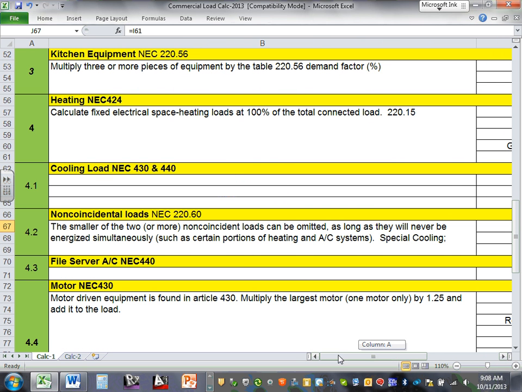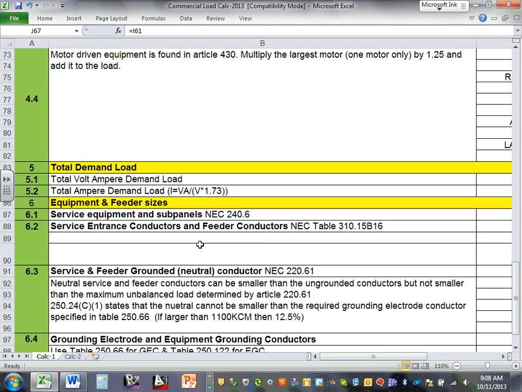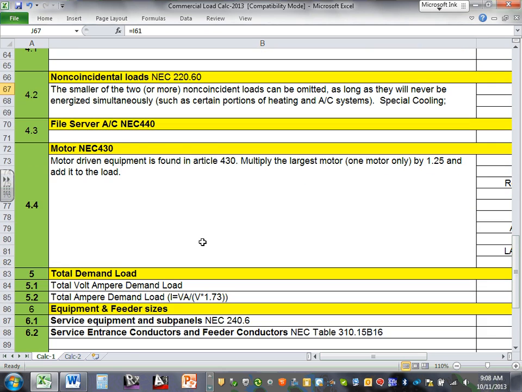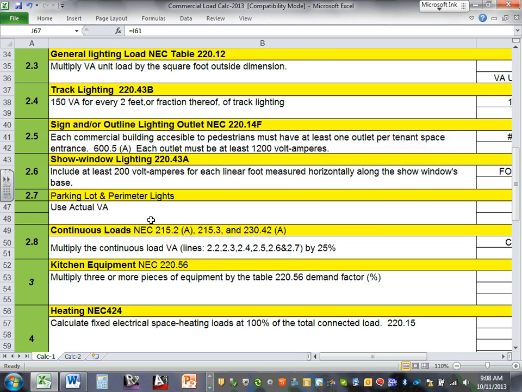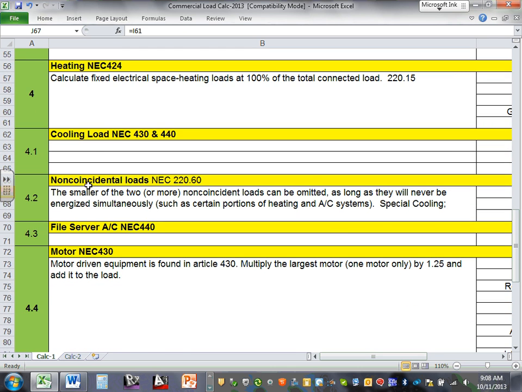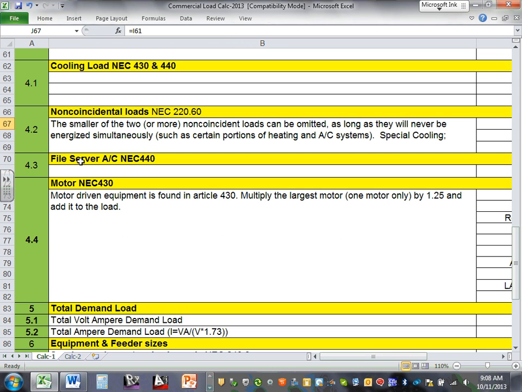Okay, so moving on, and as you go through, feel free to ask me, guys. I know there's a lot of stuff, but feel free to ask. I mean, not a big deal. So we got the non-coincidental load, the file server. Here's my file server, guys.